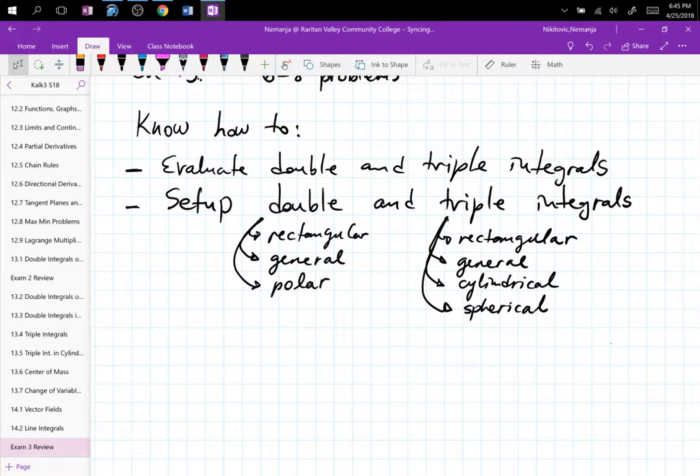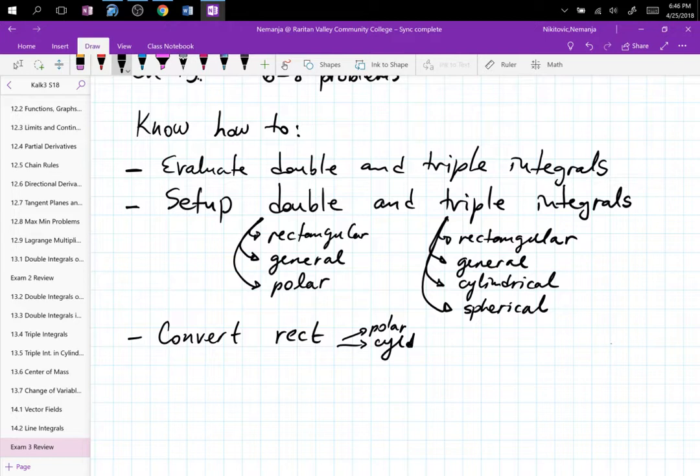Now, know how to convert rectangular into polar, cylindrical, and spherical. The first conversion is for the double integral, and the bottom ones are for the triple integral. So, conversions.